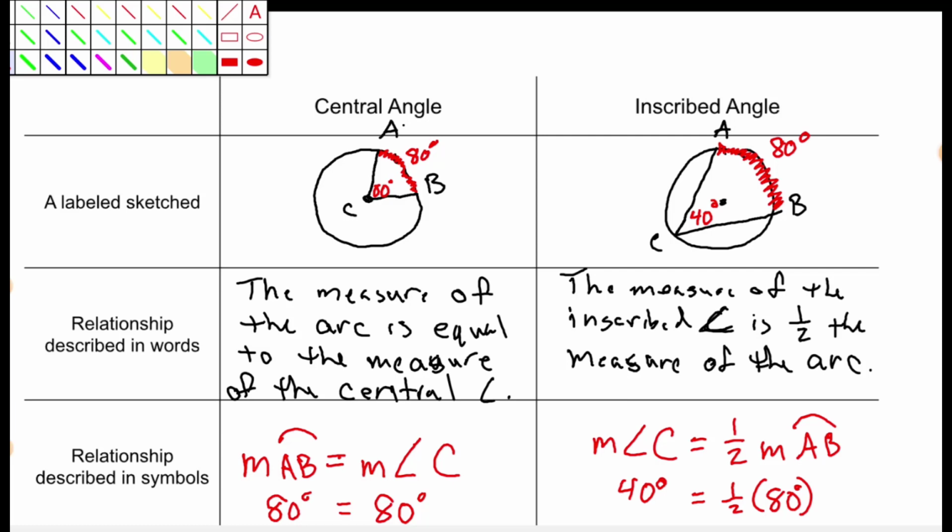That's what we're trying to learn. So central angles, just remember, the central angle is equal to the arc, and for an inscribed angle, it's half of the arc. Or if you think about it backwards, double the angle to get the arc.